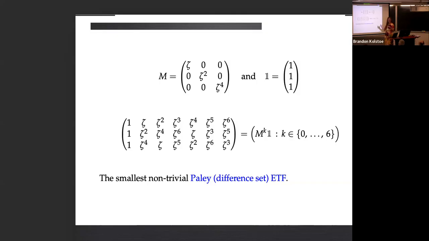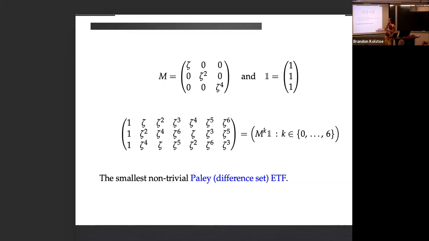There's some fun number theory and combinatorics that are used to define them, but we're going to look at the smallest non-trivial one here. So we take the all ones vector and we take this diagonal matrix that has certain powers of the primitive seventh root of unity, and we spin up 7 vectors as the orbit of the all ones vector under powers of this matrix, and we get this set of vectors. So we read them off column-wise. We have 7 vectors in C^3, and this is an equiangular tight frame.